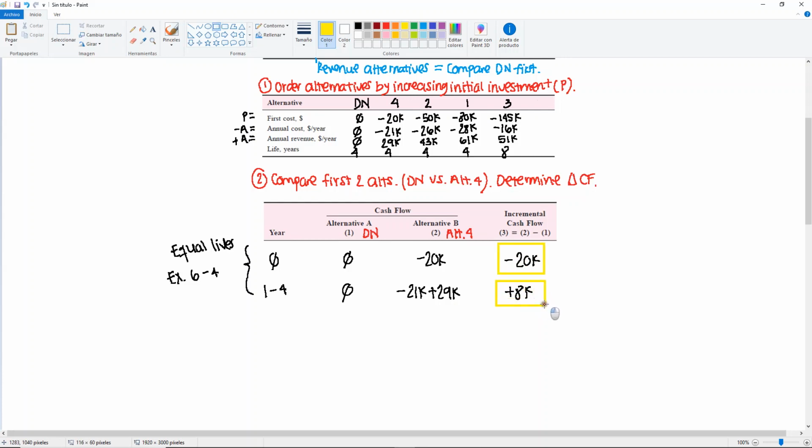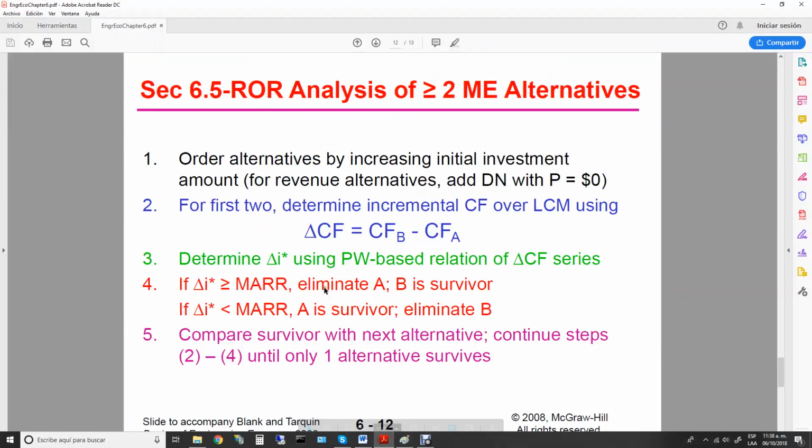These two amounts that we have here are the ones that we're going to be using in the next step. So we're going to be using this column, the incremental cash flow column, in our next equation. So if we have minus $20,000 occurring in year 0, this would be equivalent to our P. And if this happens from years 1 through 4 and it's the same amount, a uniform amount, then this will be A.